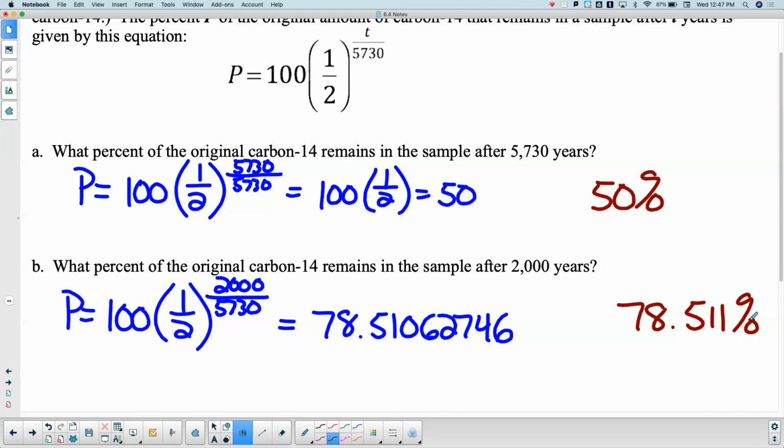And it still doesn't come up. Let me see what you typed in. So you would type in 100 times 1/2 to the, and you did the 2,000 divided by 5730 right before that? Yep. Okay. So then now go down one. There you go. Oh, because you did 1,000 instead of 100. That's why. You got one extra zero in there. You multiplied by an extra factor of 10.